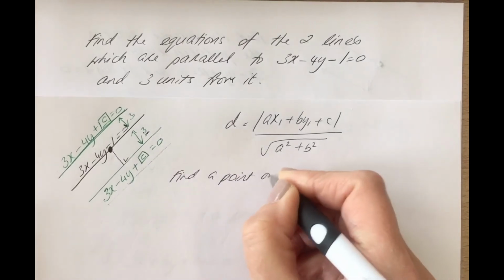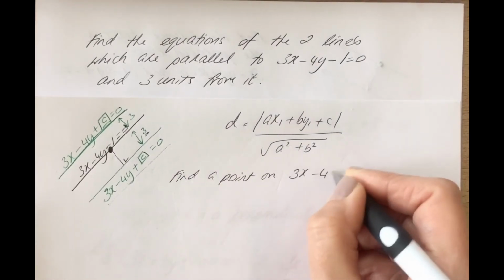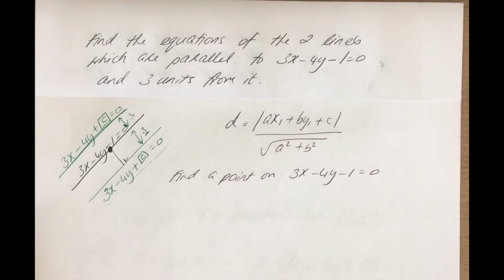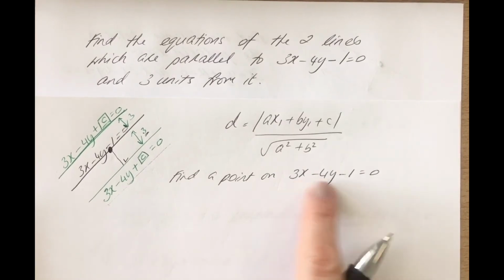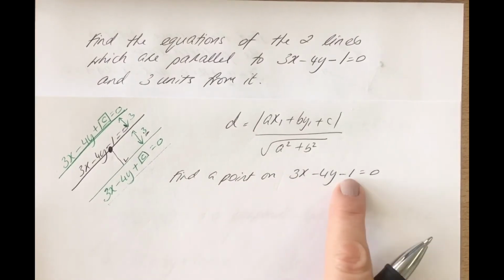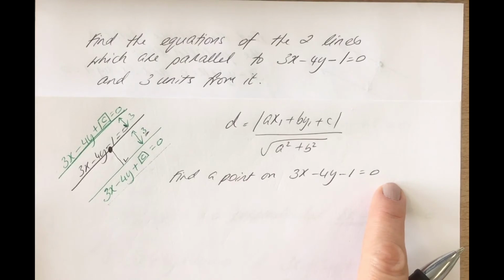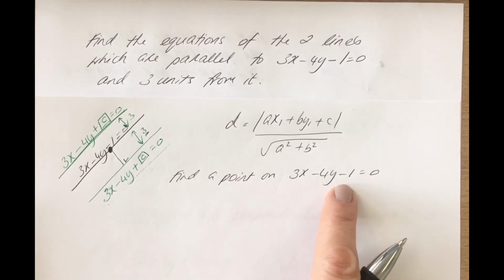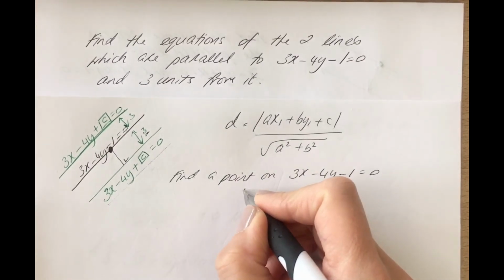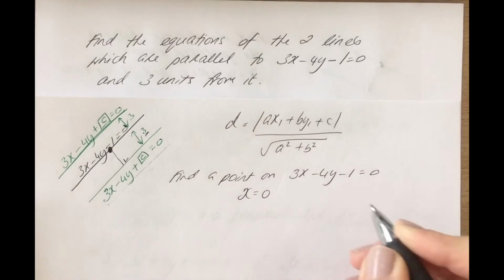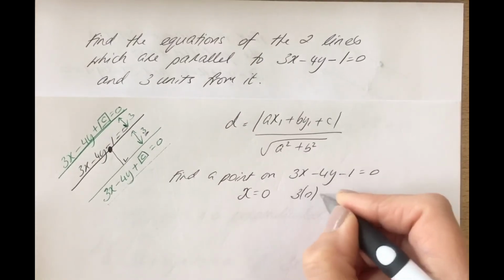on the line that I'm given, 3x minus 4y minus 1 equals 0. Any two values of x and y that you can sub in that will make the left-hand side equate to the right-hand side will work, or find where it cuts the x or y axis. So this time I'm going to see where it cuts the y-axis. If it's cutting the y-axis, it is when x is equal to 0.